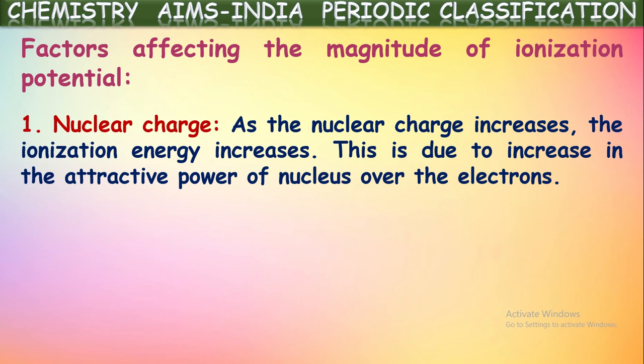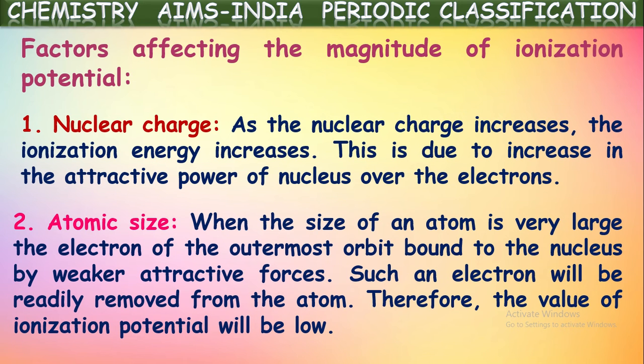As the nuclear charge increases, ionization potential also increases. This is due to the increase in the attractive power of the nucleus over the outermost electrons. So if the nucleus attracts the outermost electrons with greater force, the removal of those electrons becomes difficult and hence ionization potential will be greater for those. So we can summarize this as, if the nuclear charge is greater, ionization potential also will be greater.